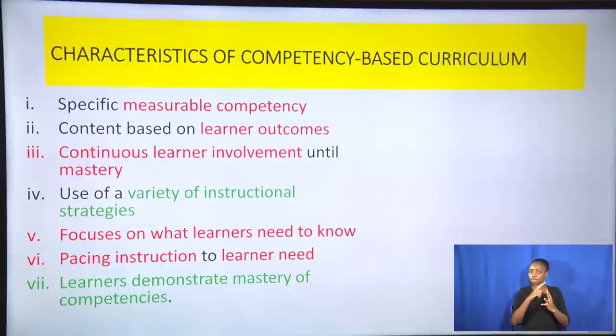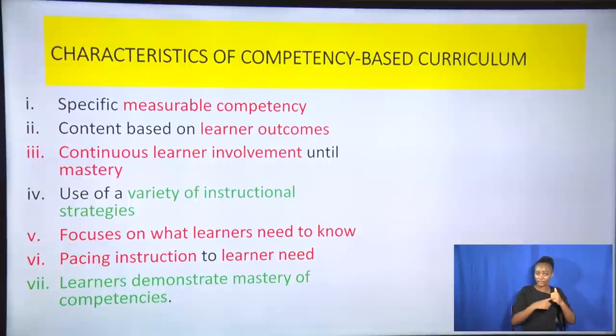The fifth one is focus on what learners need to know. We are saying here the focus is on the learner. What does the learner want to know? Not what the teacher wants to teach. The other one is pacing instruction to learner needs. So as you do your instruction, it is at the pace of the learner. So we are recognizing that learners have different ways of acquiring knowledge, have different paces of acquiring knowledge. Therefore, your instruction should be at the pace of the learner.